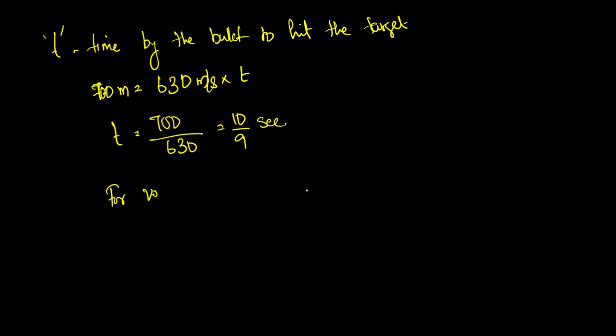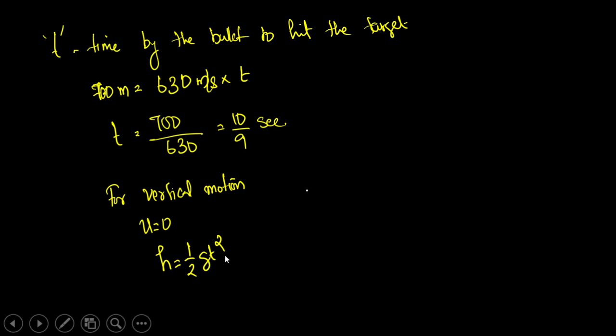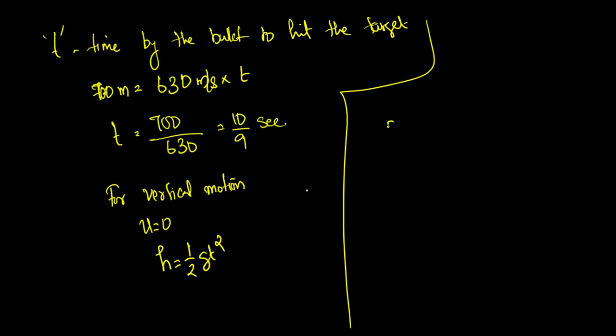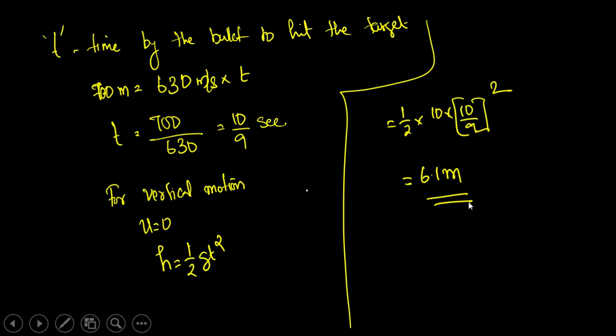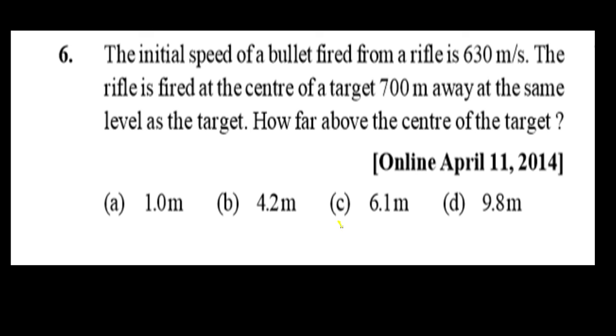So for vertical motion in the same given time period, since u is 0, I can write h is equal to half g t squared from the position time relation. So which is half times g, which is 10, times 10 by 9, the whole squared. So we're going to get 6.1 meters. What exactly this means is that the rifle must be aimed 6.1 meters above the center of the target to hit the target. Clear? So this is the answer. So this is going to be our option C.